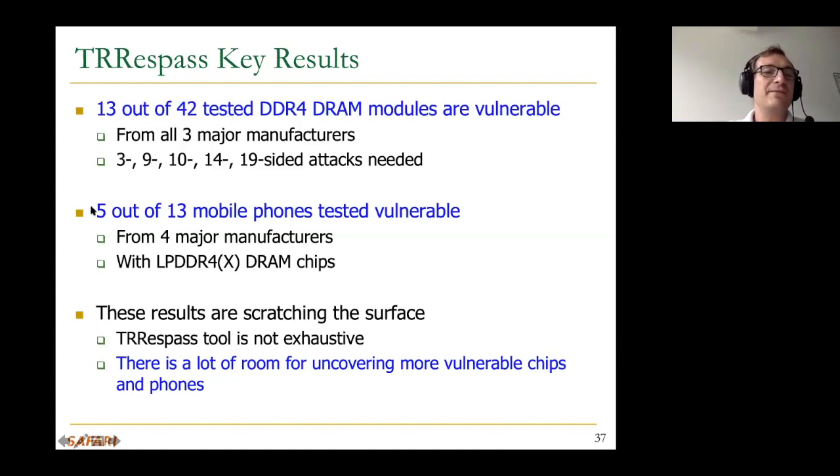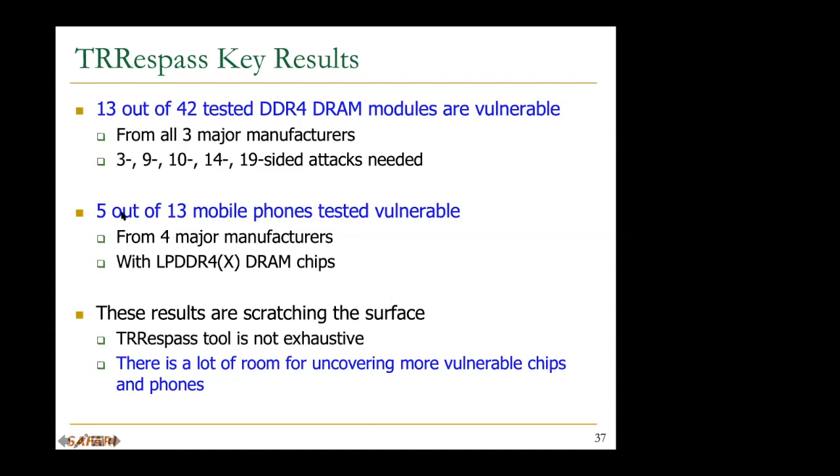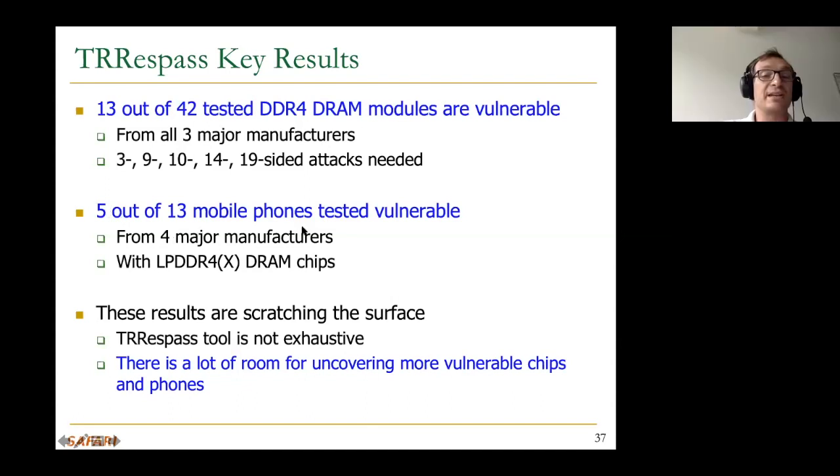And we also tested real mobile phones that implement LPDDR chips from 4 major mobile phone manufacturers. I think we tested 5, but we found out that 4 of them are vulnerable. And 5 out of the 13 mobile phones tested are vulnerable. Again, this is based on what we've discovered with our imperfect tool. And I believe the results are scratching the surface. The tool is not exhaustive. It's missing a lot of things. It's not looking at all banks, for example, etc. So there's a lot of room for improvement in the tool, in uncovering more vulnerable chips and phones, and also in understanding RowHammer a bit more than prior works.